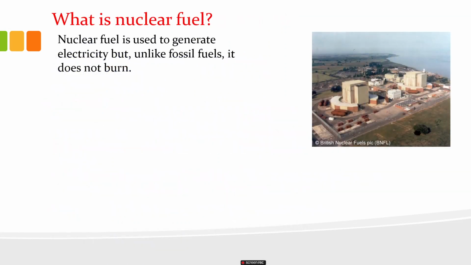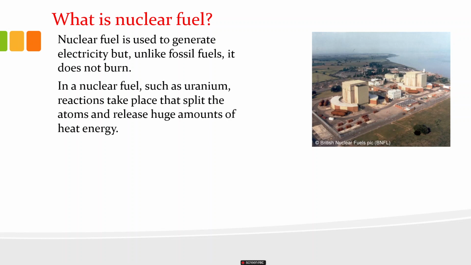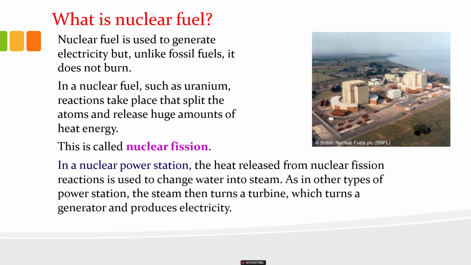Then what is nuclear fuel? Nuclear fuel is used to generate electricity, but unlike fossil fuels, it does not burn. In a nuclear fuel such as uranium, reactions take place that split the atoms and release a huge amount of heat energy. This is called nuclear fission. When the atoms are split, a large amount of energy is released. This is called the nuclear fission process.